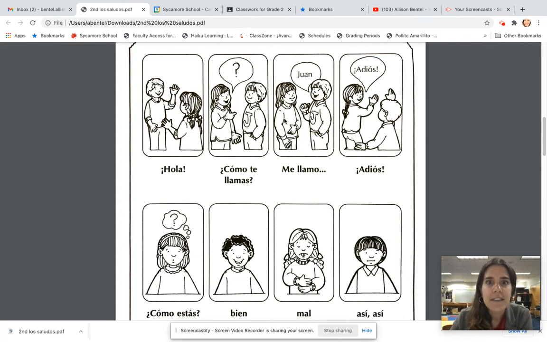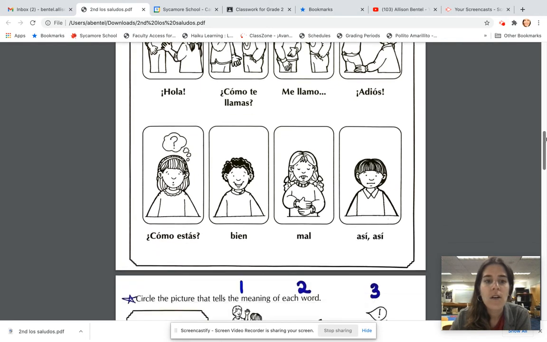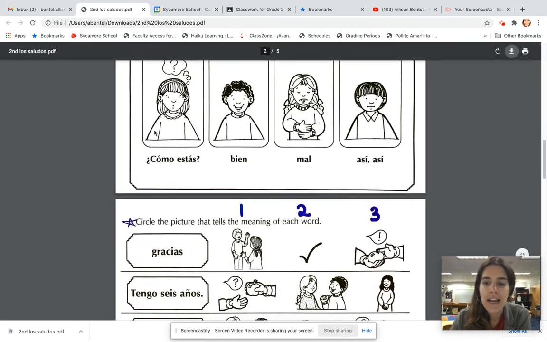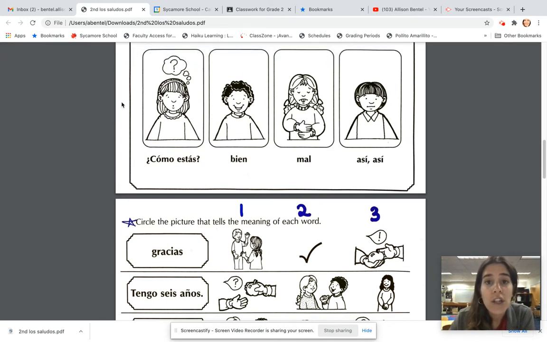Y aquí está la respuesta. Here's the response to that question. Me llamo. My name is. So the boy, el chico aquí se llama Juan. His name is John. Me llamo Juan. Adiós. ¿Qué significa adiós? Muy bien. Significa goodbye. ¿Cómo estás? Otra pregunta, another question. And this question was our 5th question we learned, and it was not in our ¿Cómo te llamas? song. ¿Qué significa? What does it mean?